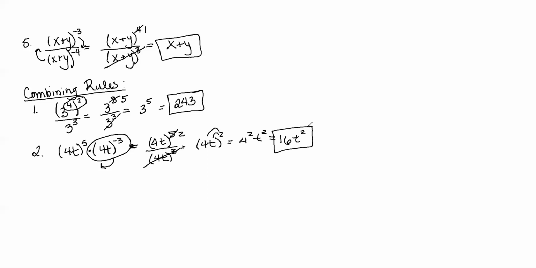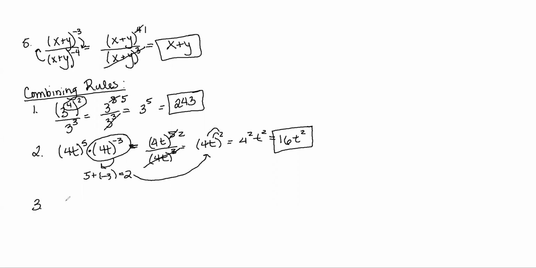If we would have used our product rule, we would have added the exponents, 5 plus -3 gives us 2, and this would have taken us straight to this step, but it's just a matter of preference. I will always get rid of negative exponents first. If you want to use the product rule and go this way, you can do that too.